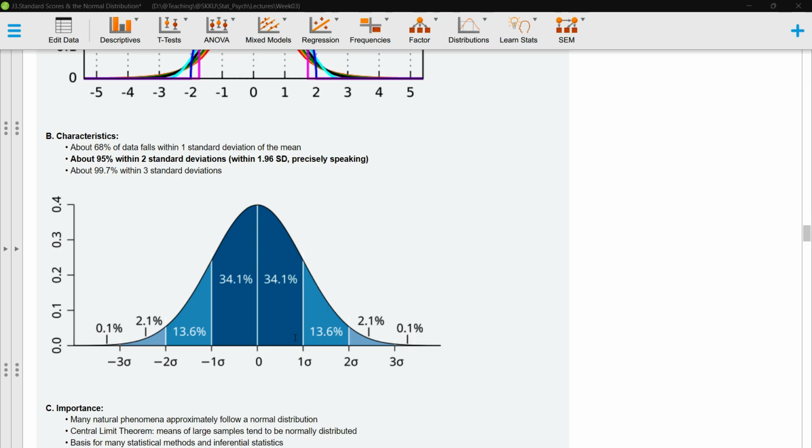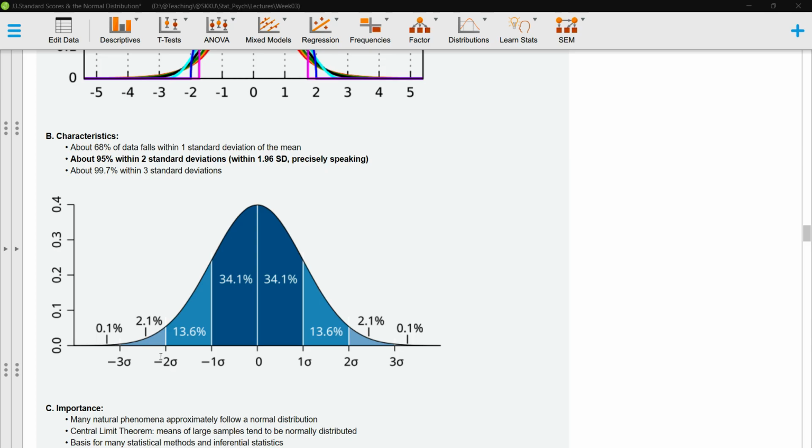like 68% within 1 standard deviation. So about 68% of the data falls within 1 standard deviation of the mean. That is fixed. This proportion is fixed for any normal distribution. And about 95% falls within 2 standard deviations of the mean, like from here to there.